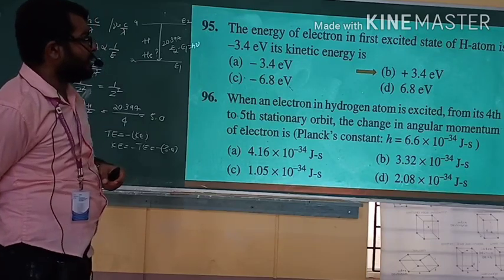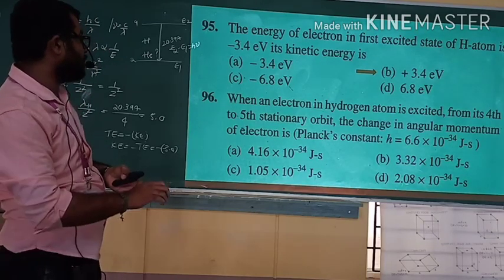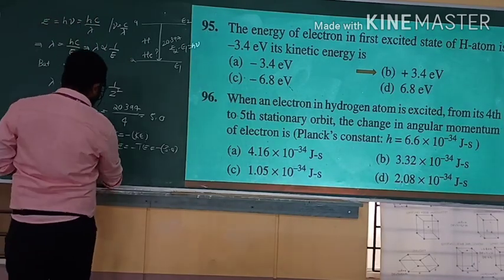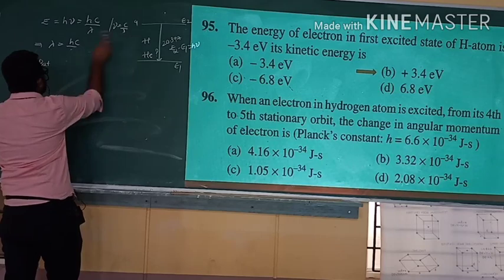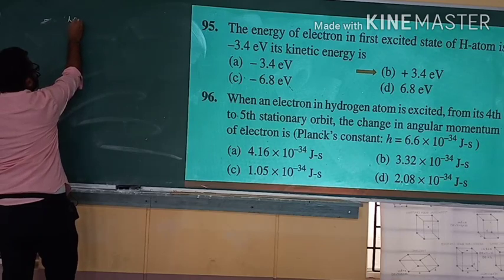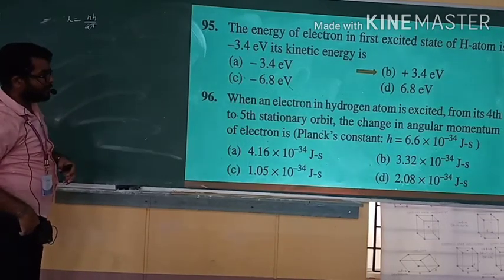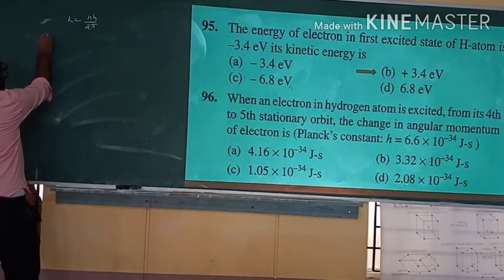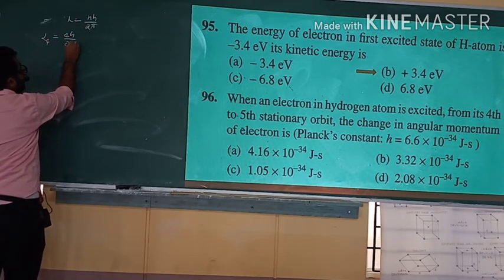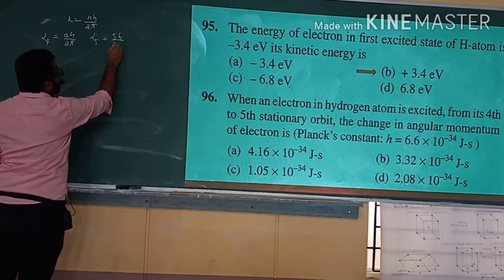Next, when the electron in a hydrogen atom is excited from its 4th to 5th stationary orbit, the change in angular momentum of this electron is? So we have to find out the change in angular momentum. You know the angular momentum is given by L is equal to nh divided by 2 pi. Now the 4th state and the 5th state are given. For the 4th state, L4 is equal to 4h divided by 2 pi. For the 5th state, L5 is equal to 5h divided by 2 pi.